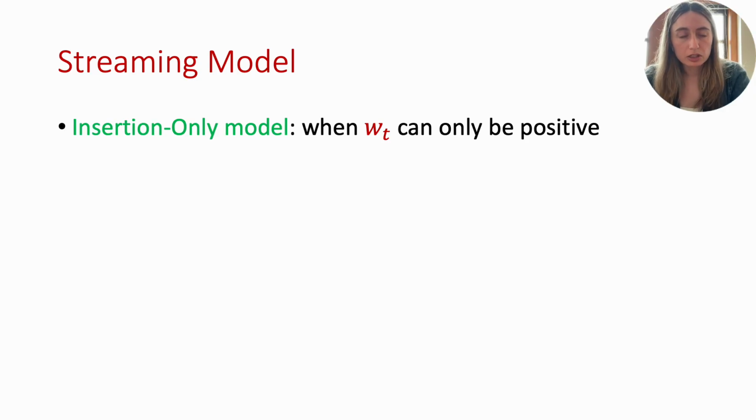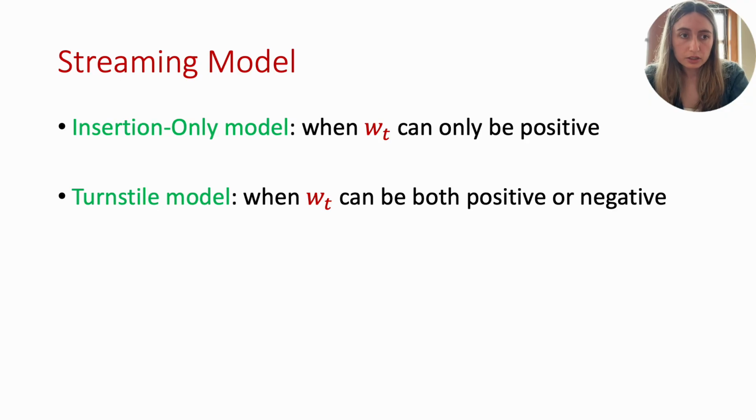So in the streaming model, there are two important regimes to consider. One is the insertion-only model, where these weights w_t can only be positive. This means I can only insert elements into the stream. And alternatively, there's the turnstile model, where the weights can be positive or negative, meaning I can insert or delete elements from the stream.